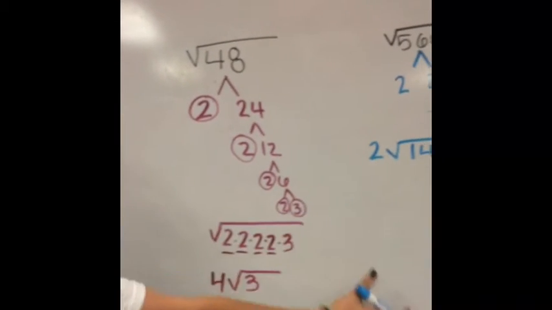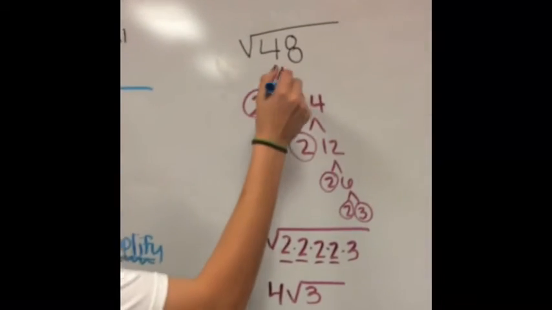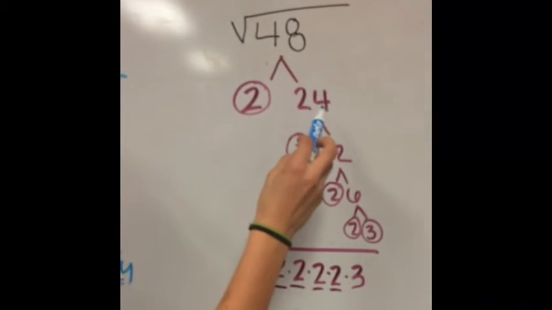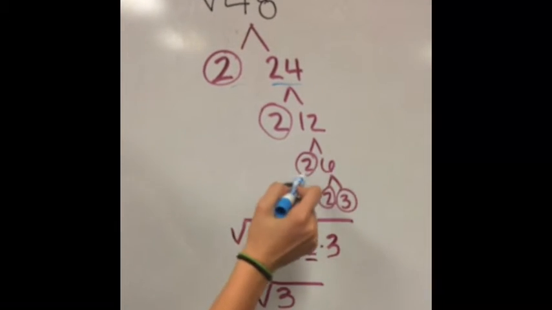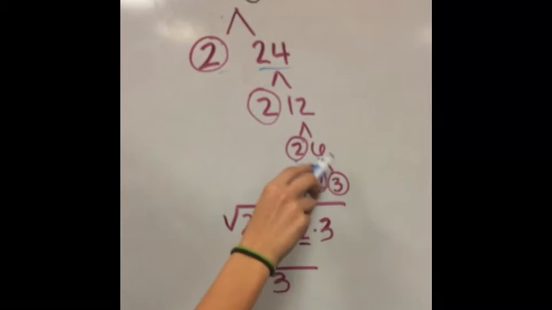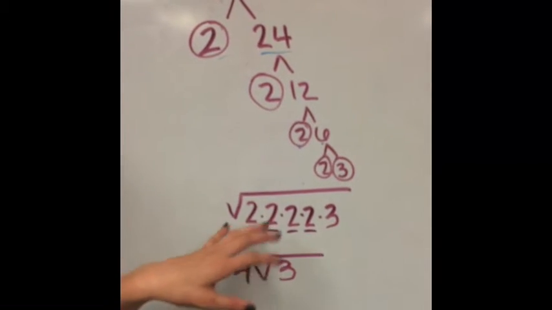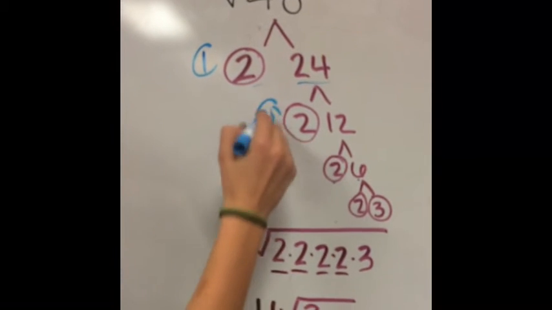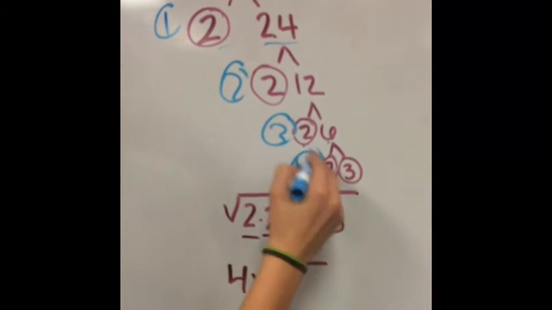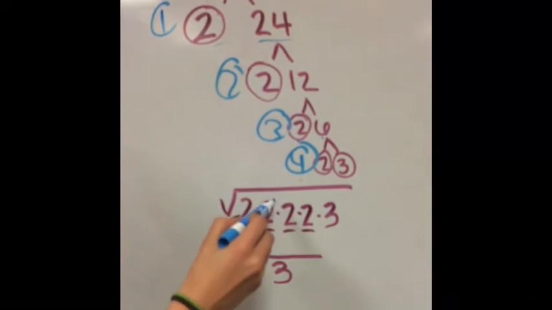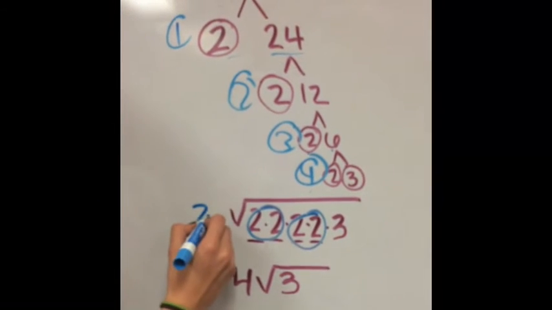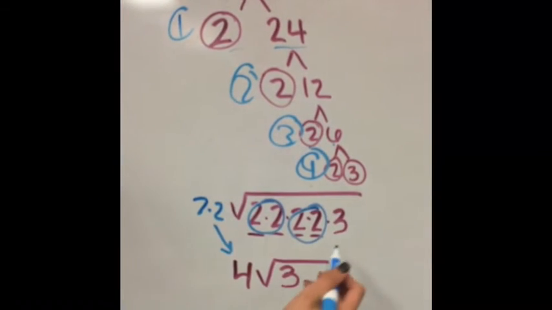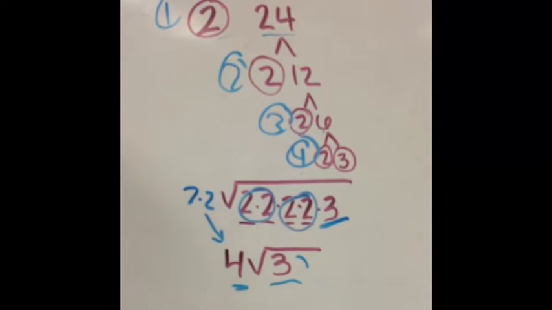Now pause the video. Okay, so these are the equations solved out. So first you divide it by 2, and then 2 can be multiplied by 24 to get 2 and 12, which 12 can be divided into 2 and 6, which multiples of 6 are 2 and 3. And then there are 4 2s, so you can take 2 sets of 2 out, and you multiply them together to get 4. And since you're leaving the 3 on the inside, it's 4 radical 3.